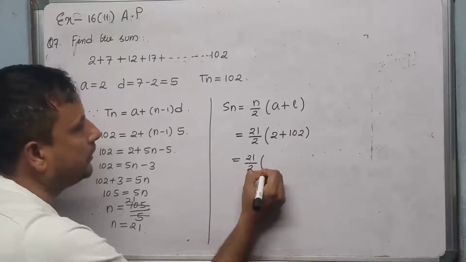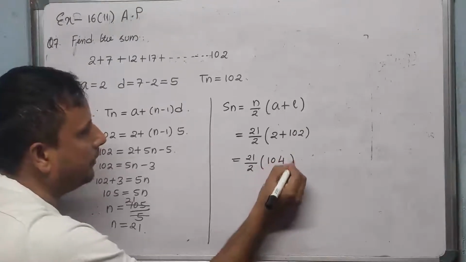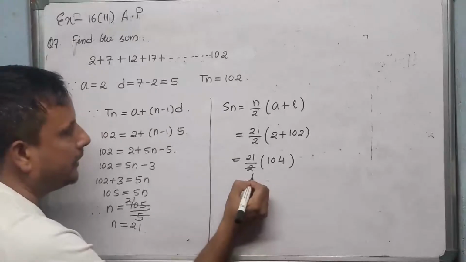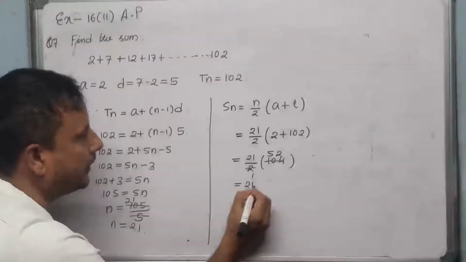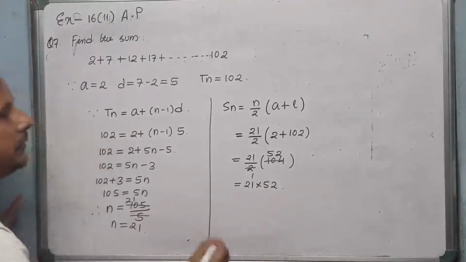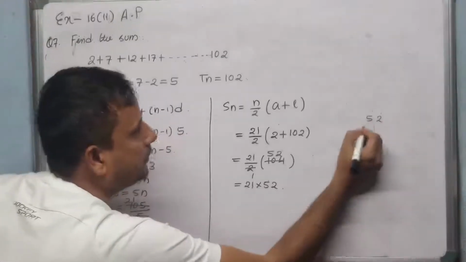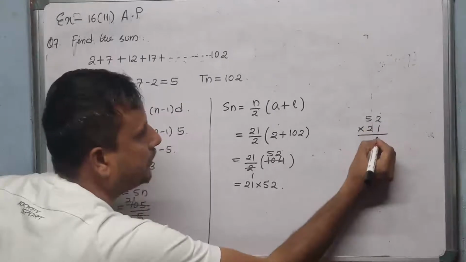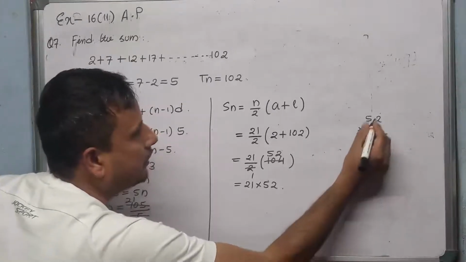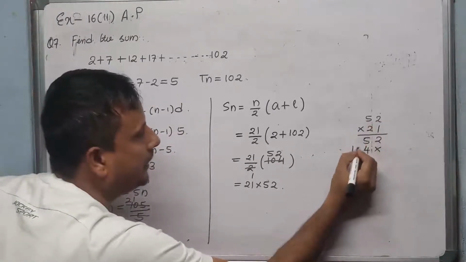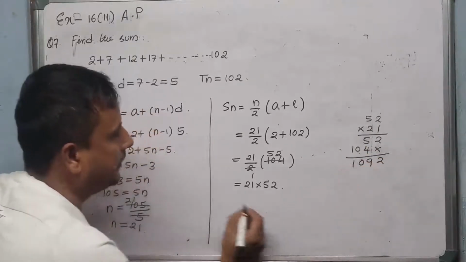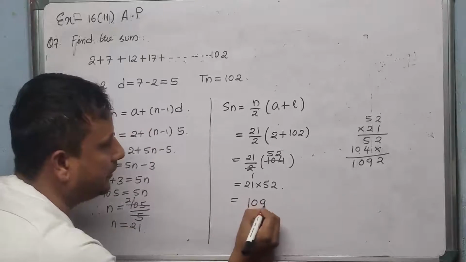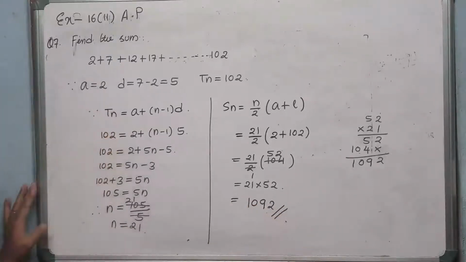21 by 2 into 104. 2 ones are 2, 2 fives are 10, 2 twos are 4, so 52. And 21 into 52, that you have to multiply. 52 into 21: 2 twos are 4, 5 twos are 10, and so on. The sum is 1092. It's the required sum, the sum of 21 terms.